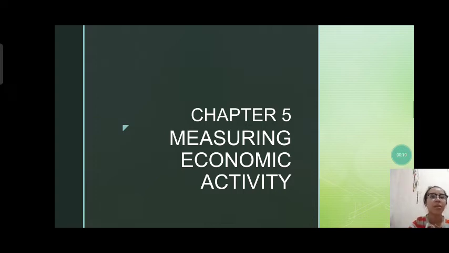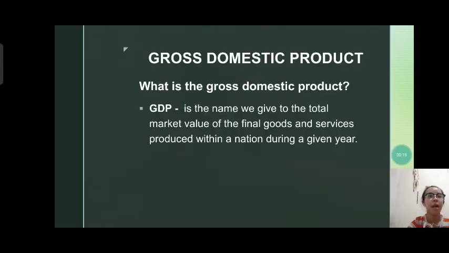Today I am going to discuss measuring economic activity. Gross domestic product. What is gross domestic product? Gross domestic product is the name we give to the total market value of the final goods and services produced within a nation during a given year. Also, GDP is used for many purposes, but the most important one is to measure the overall performance of an economy.